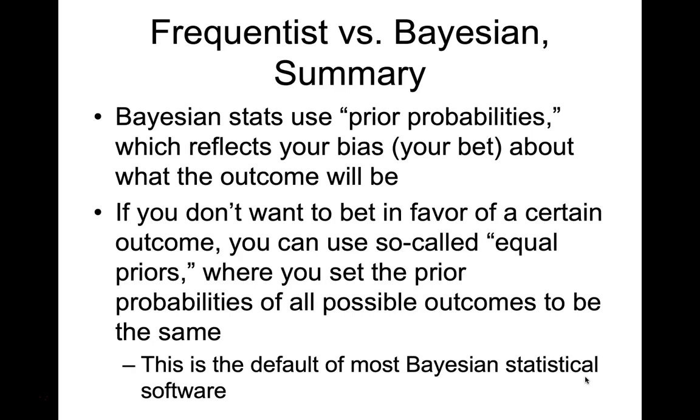These prior probabilities that you plug into your equation the next time you do it reflect your bias about what the outcome will be. The person tested positive for COVID-19 once. We now have a higher suspicion that the person has COVID-19.